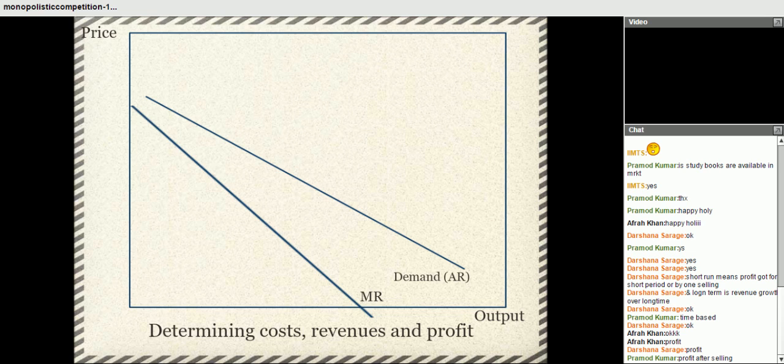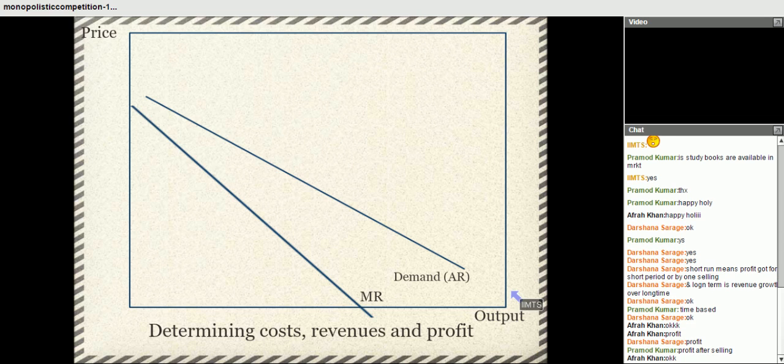No, revenue means the sale proceeds. Okay, it's not profit actually. Profit is the revenue minus cost. Revenue means the sale proceeds. Like if I am selling 10 pens for 30 rupees each, so my revenue is 300. Okay, 10 into 30, so 300 is my revenue. So revenue means the sale proceeds.